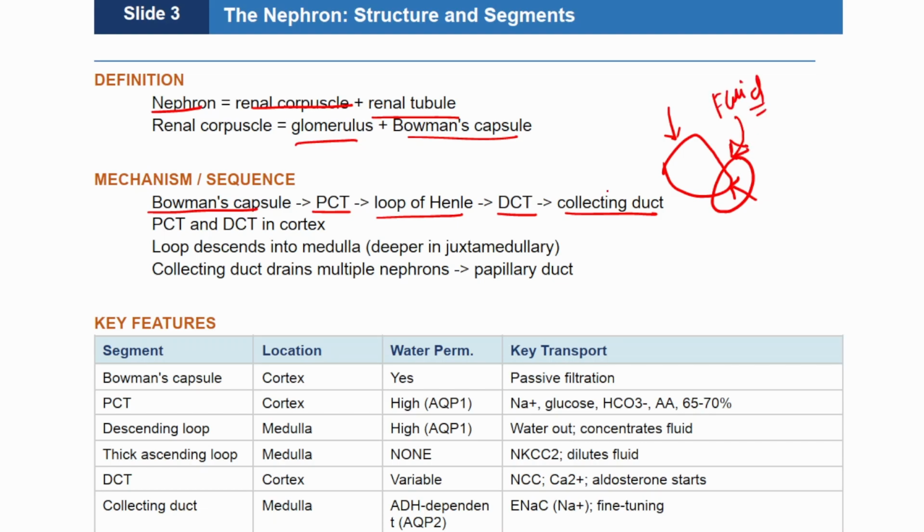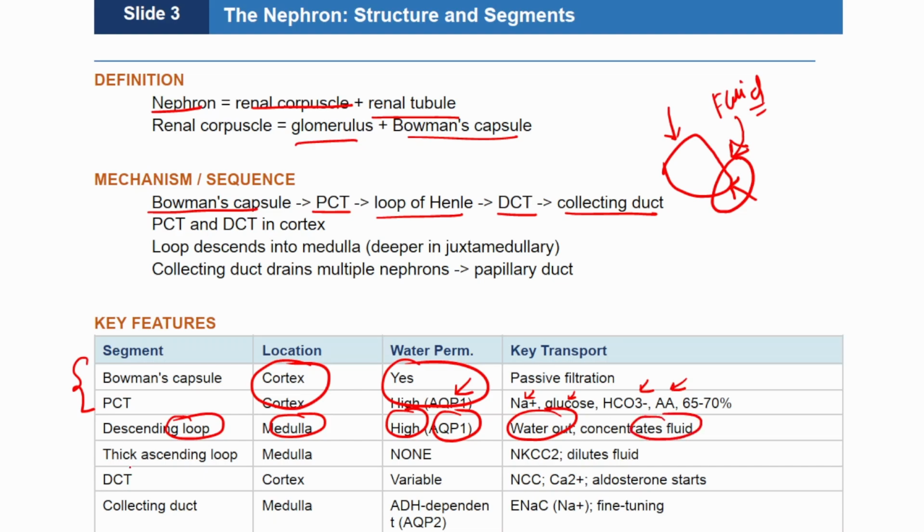Now looking at the regional breakdown and transport events, the Bowman capsule and proximal convoluted tubule are located exclusively in the cortex, showing high water permeability, with the PCT utilizing aquaporin 1 channels to reabsorb 65 to 70% of filtered water and sodium, glucose, bicarbonate, amino acids. The descending loop of Henle is located in the medulla, maintaining high water permeability via aquaporin 1 to move water out and concentrate the fluid.